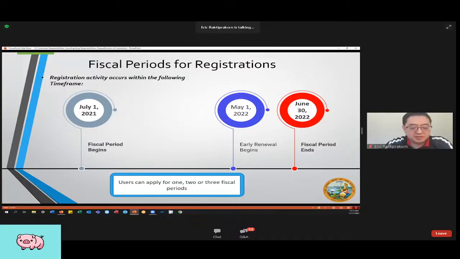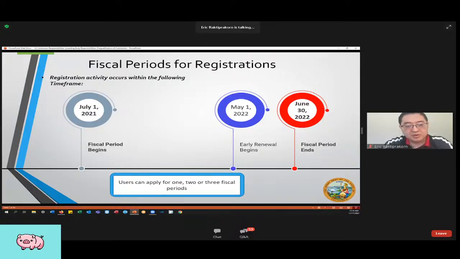Note that your registration must be active in order to bid on projects, to be listed on bid proposals, to be awarded a contract, or to be working on a public works project. Any activity in public works must occur within the time frame of the fiscal period or the fiscal periods that you applied for. Also note that if you're registering for the first time near the end of the fiscal period, your registration will expire at the end of that current fiscal period.